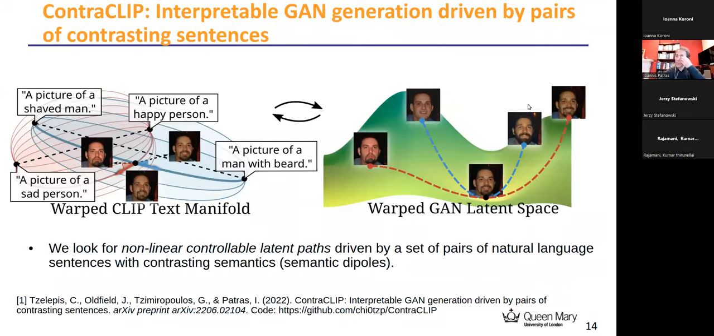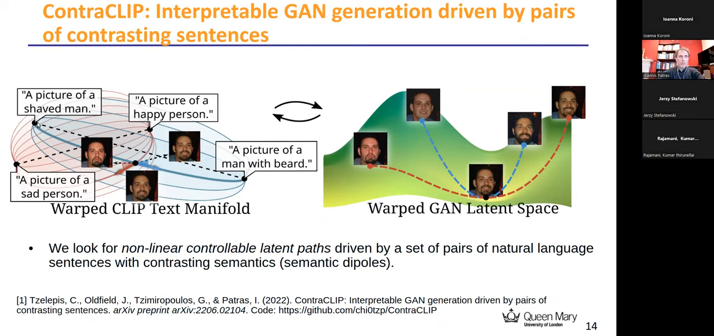So this was the first work that I wanted to present. The second work is again with Zalepis, with Oldfield and Zimiropoulos. This is work under review. In this specific work, we are trying to find paths in the latent space of GANs. Again, following a certain path will generate changes according to certain properties. Now, these properties are controlled with natural language.